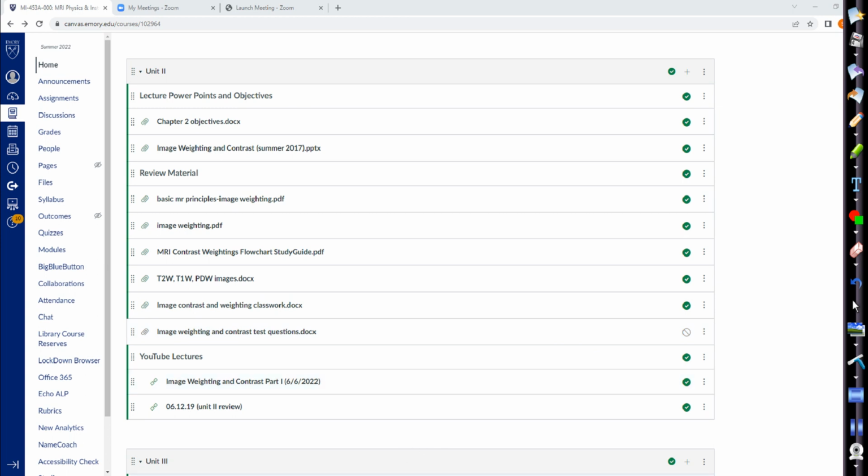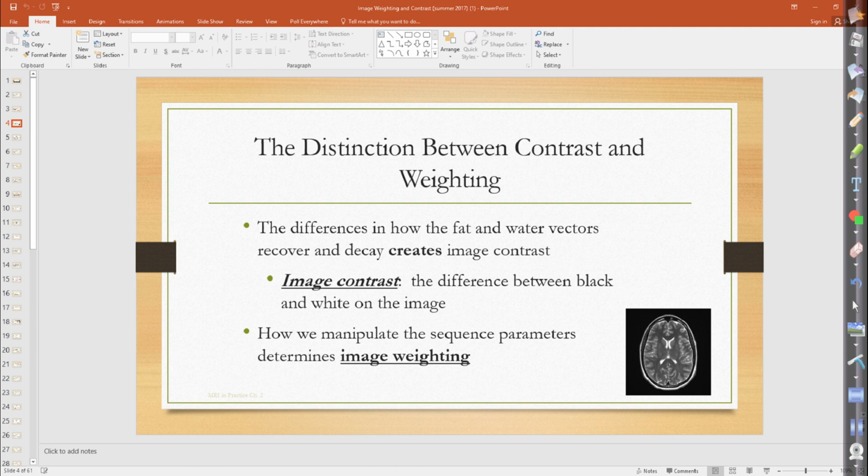All right, today we're going to pick up where we left off last time, where we were talking about image weighting and contrast. And as a reminder, we discussed the difference between image contrast and image weighting, and we defined those. Image contrast was no different than how we describe it in X-ray. It's really the difference between black and white on an image. But image weighting, you'll start to hear, and you'll see a capital W behind a lot of these sequences. And that's really how we manipulate the sequence parameters that determines our image weighting.